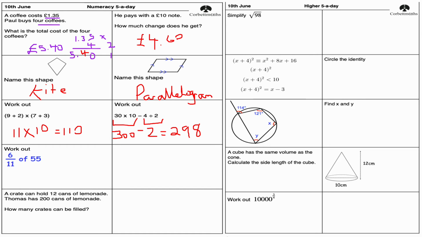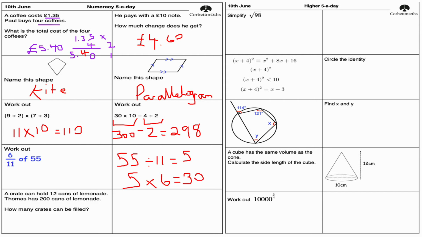Okay, next question. Work out 6/11ths of 55. So it's a fraction of the amount. So divide by the denominator, times by the numerator. So 55 divided by 11 is 5. Okay, 5 times 6 is equal to 30. So the answer is 30, guys.